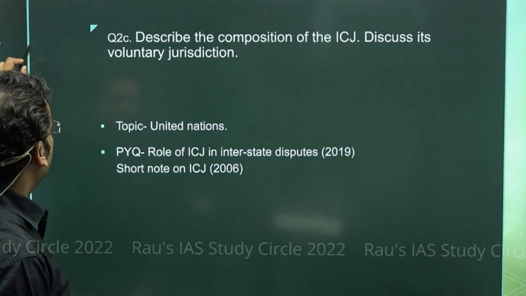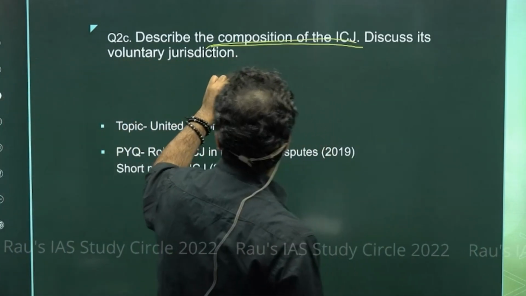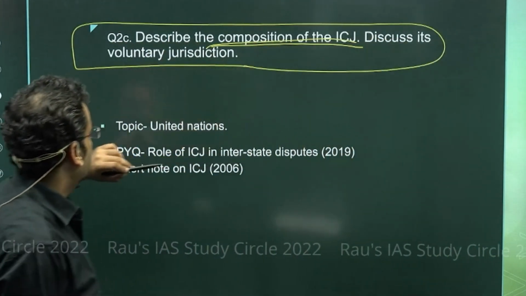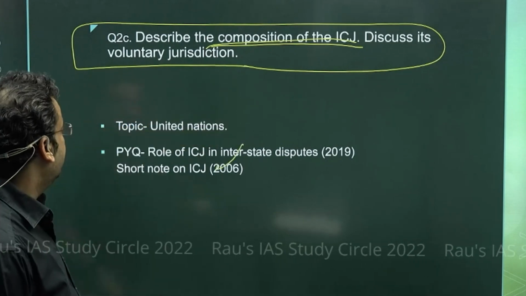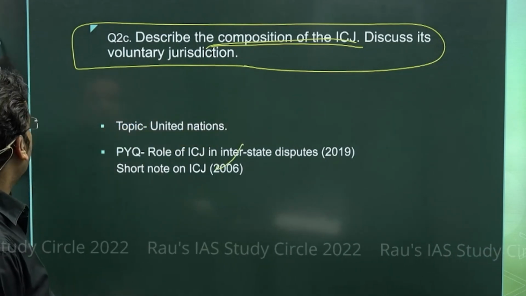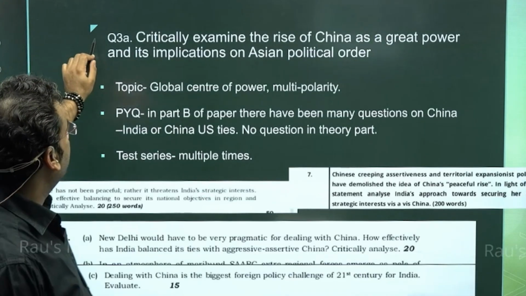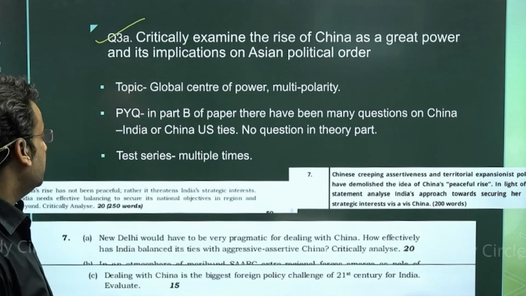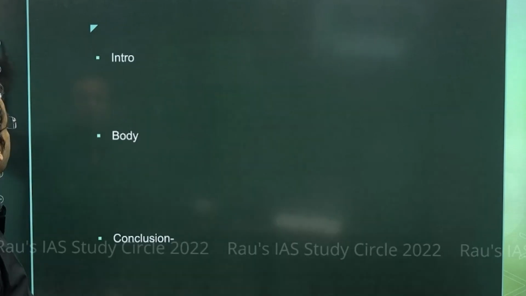This was: describe the composition of ICJ, discuss the voluntary jurisdiction. So a bit factual question. Okay, last time it was in 2016, so a bit of deviation from what UPSC is asking. Question on the expected line: rise of China and the Asian political order. A lot of questions were there in our test series.